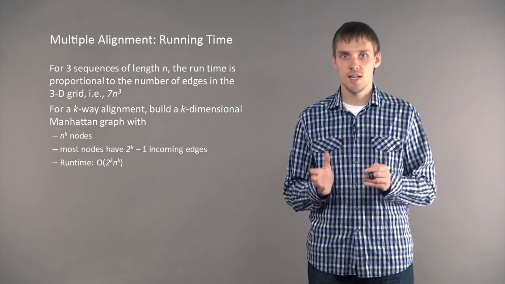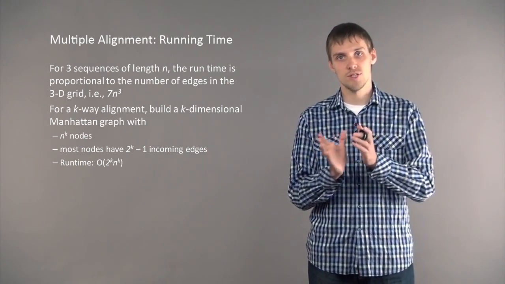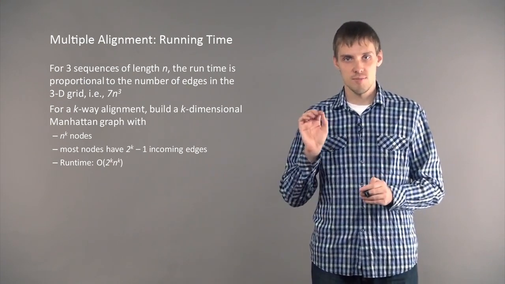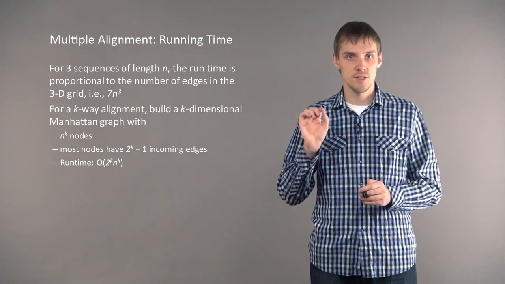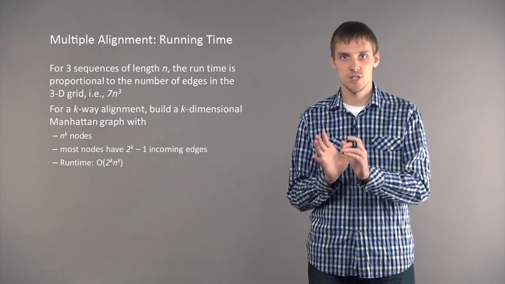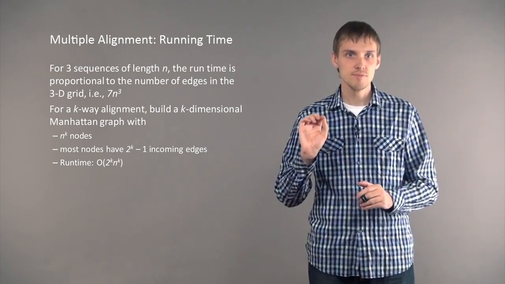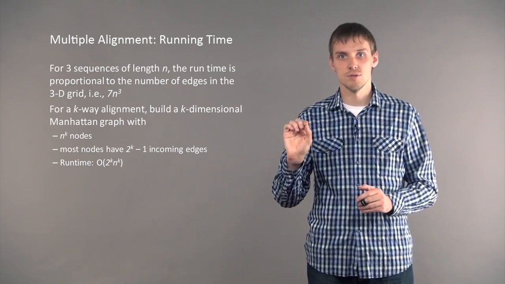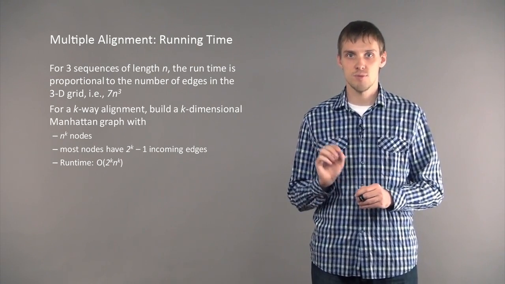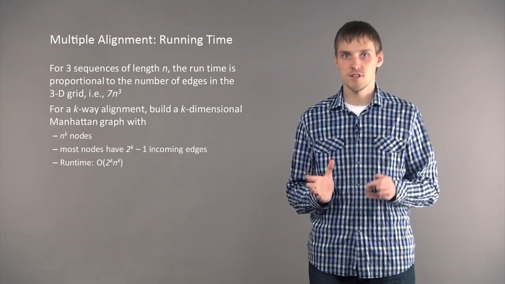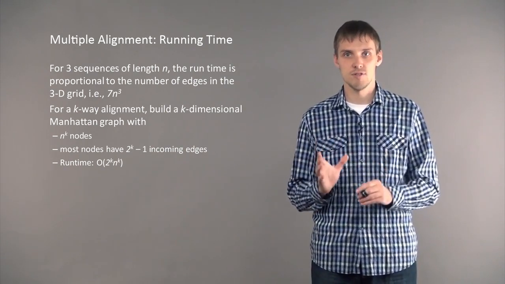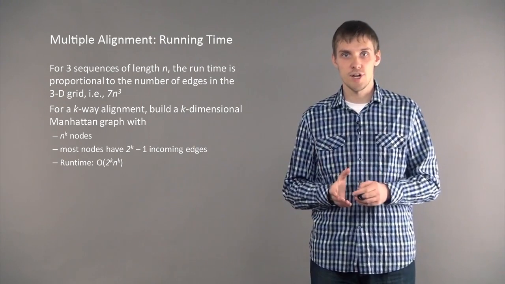So in k-way alignment, where you want to find alignment between k sequences, we build a k-dimensional Manhattan graph with n to the power of k nodes, because it's a k-dimensional cube or k-dimensional rectangle. And most nodes, except border ones, will have 2 to the power of k minus 1 incoming edges. So overall runtime is proportional to 2 to the power of k times n to the power of k. And this is very large.